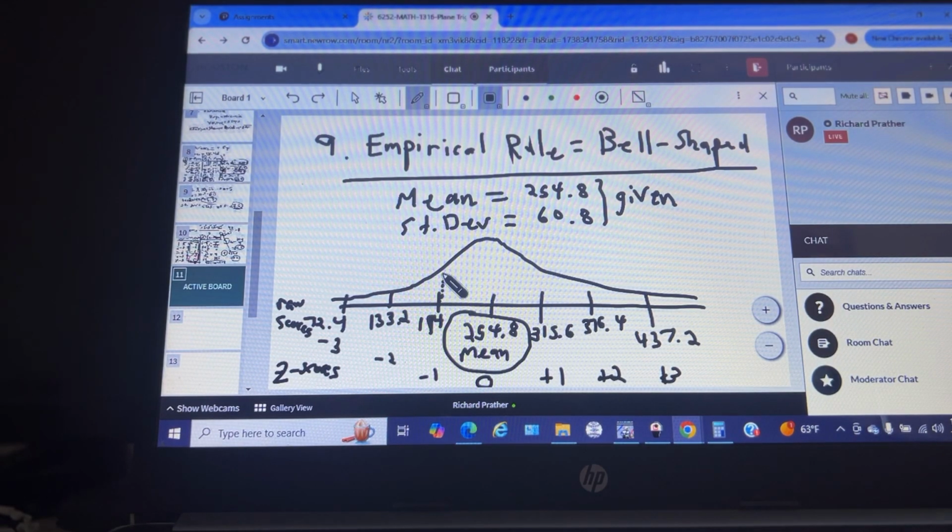People that land within one place of the mean on either side, that occurs about 2/3 of the time, or 68% roughly. 68% land from here to there. They're negative one place all the way up to one place away from the mean. People that land within 2 standard deviations either way, that occurs 95% of the time.